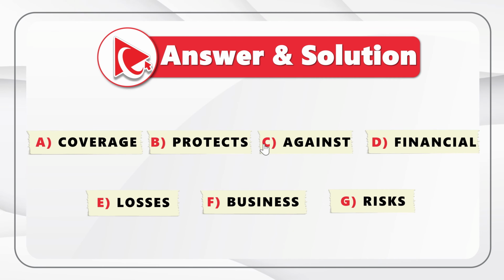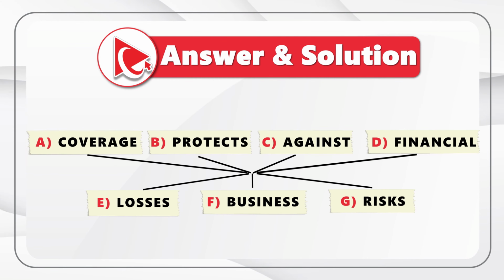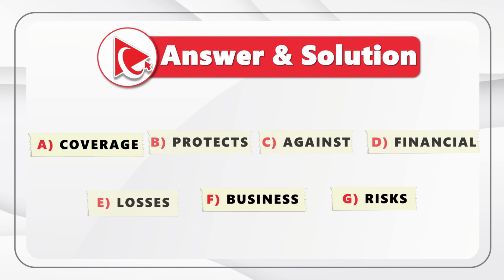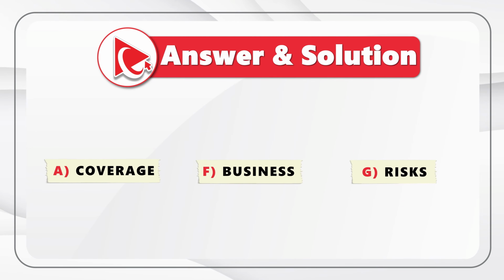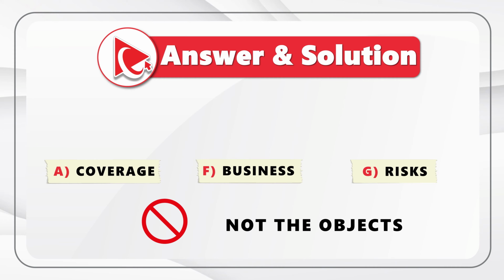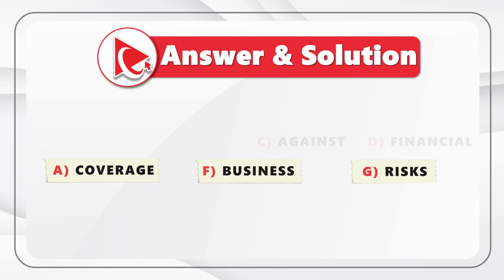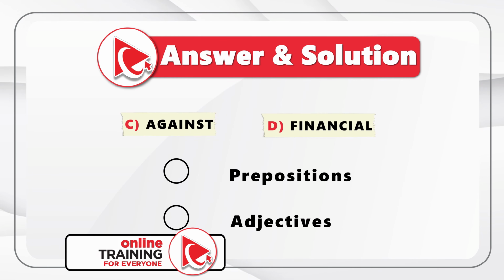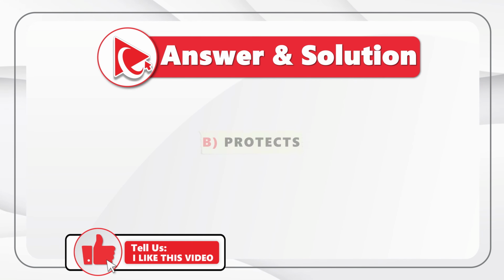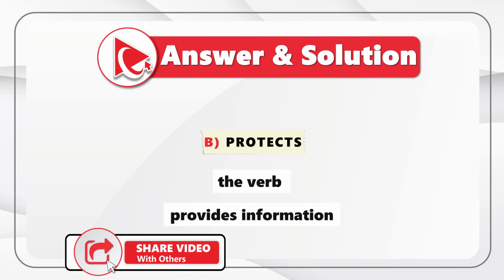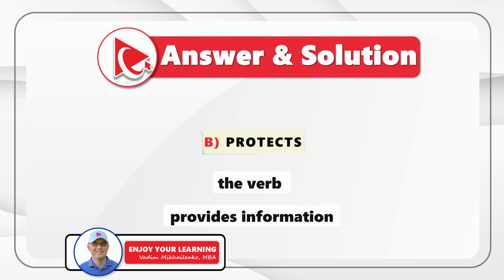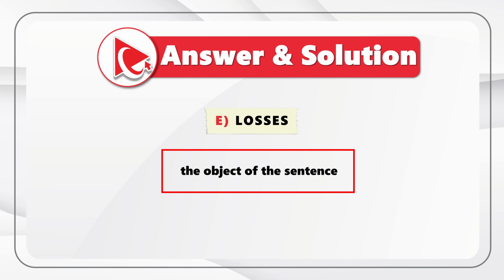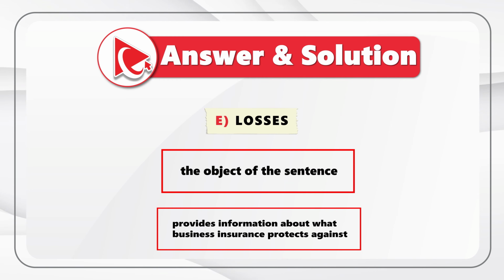To get to the correct answer, let's look at each word in this sentence to determine the meaning of the word and how to use it the correct way. We start with the words coverage, business, and risks. These are not the objects of the sentence. We also look at against and financial. These are prepositions and adjectives. The word protects is the verb, and it provides valuable information in the sentence. The word losses is the object of the sentence, and it provides information about what business insurance protects against.